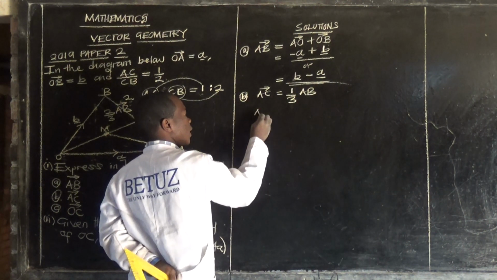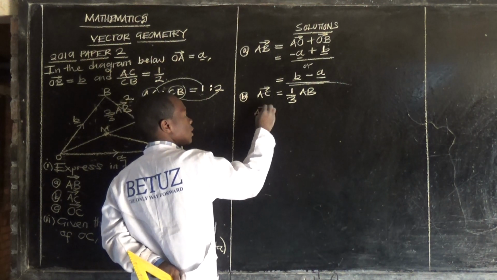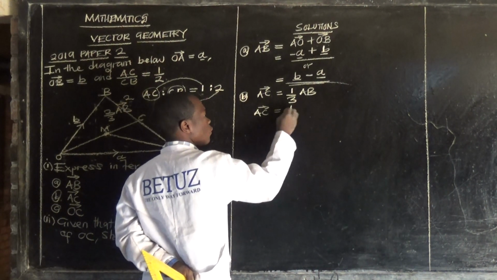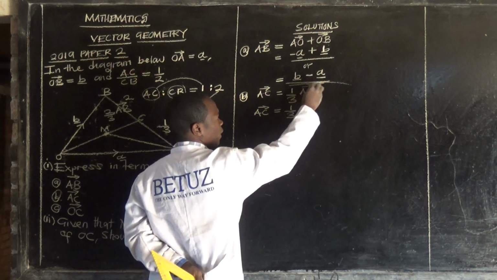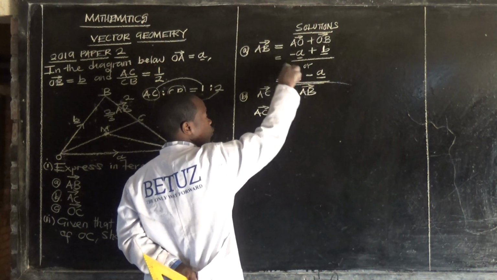So AC is equal to 1 over 3. We have this vector, this one, we have AB. Okay, so we need to be careful.